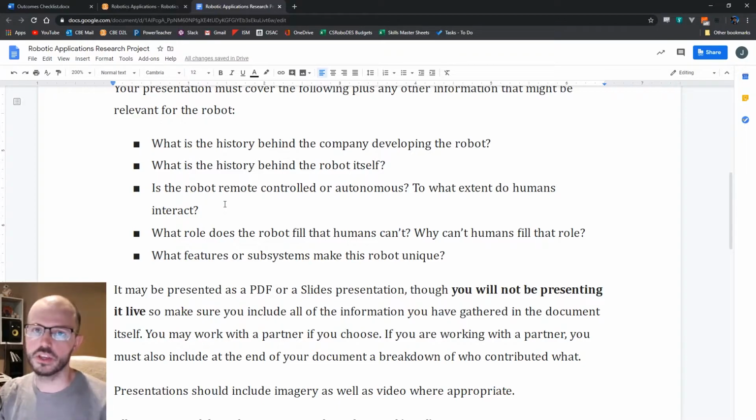What role does the robot fill that humans can't? So what is the purpose? Why do we have people working on this? And why can't humans do that instead? And then also, what features or subsystems make this robot unique?